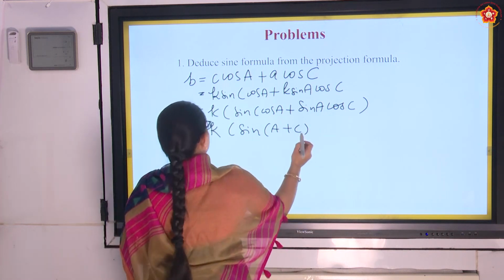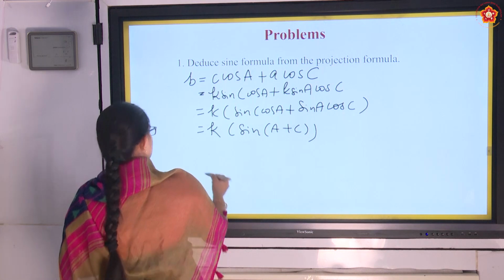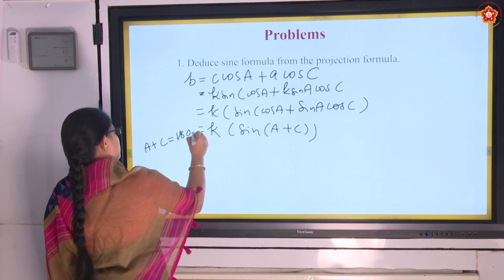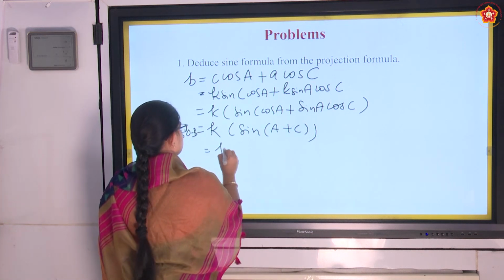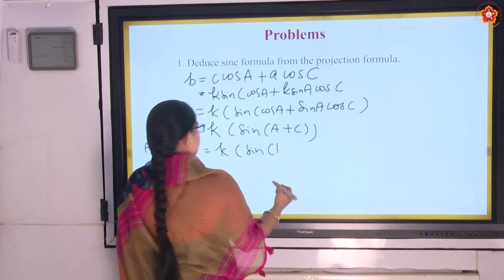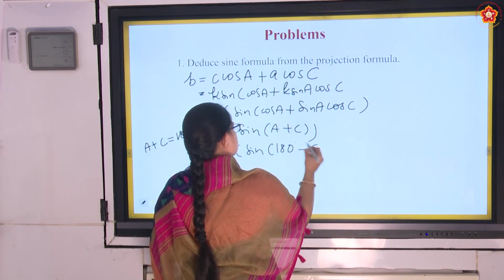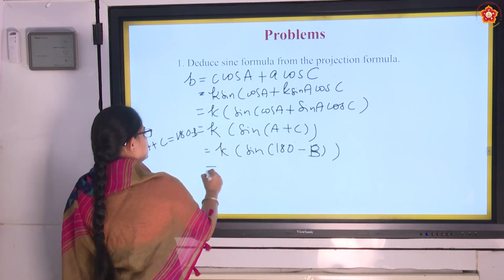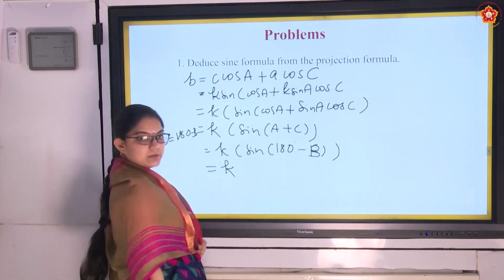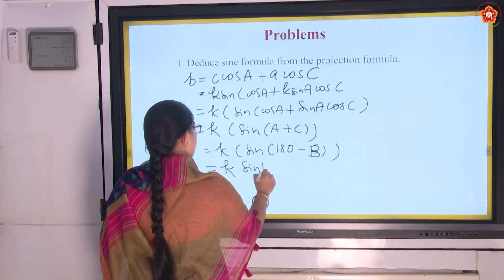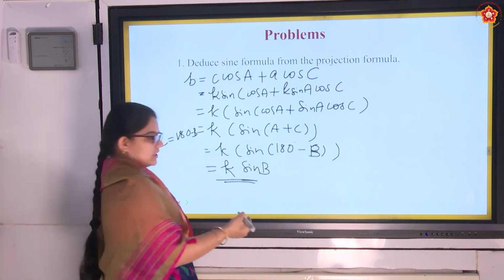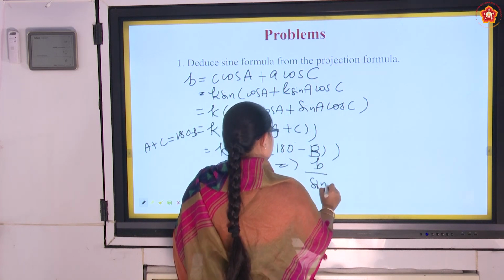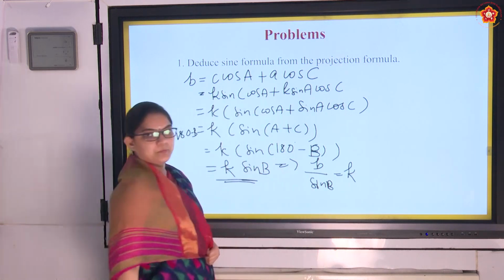So now what is sin (A plus C)? A plus C is nothing but 180 minus B. So we can write this as K into sin of (180 minus B), and sine of (180 minus B) is sin B. So that is K sin B. Or else we can write that as, so we have the left hand side b, b by sin B is equal to K.